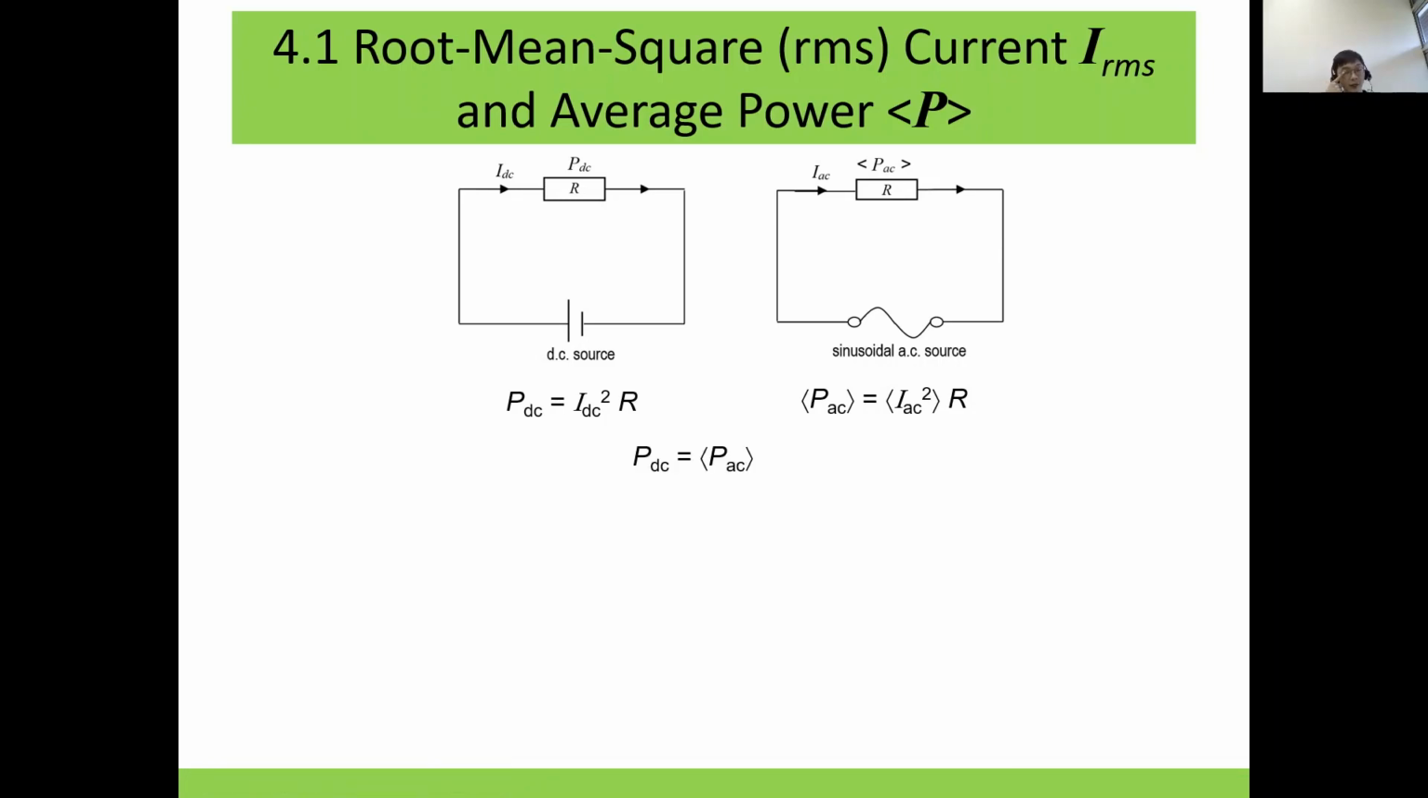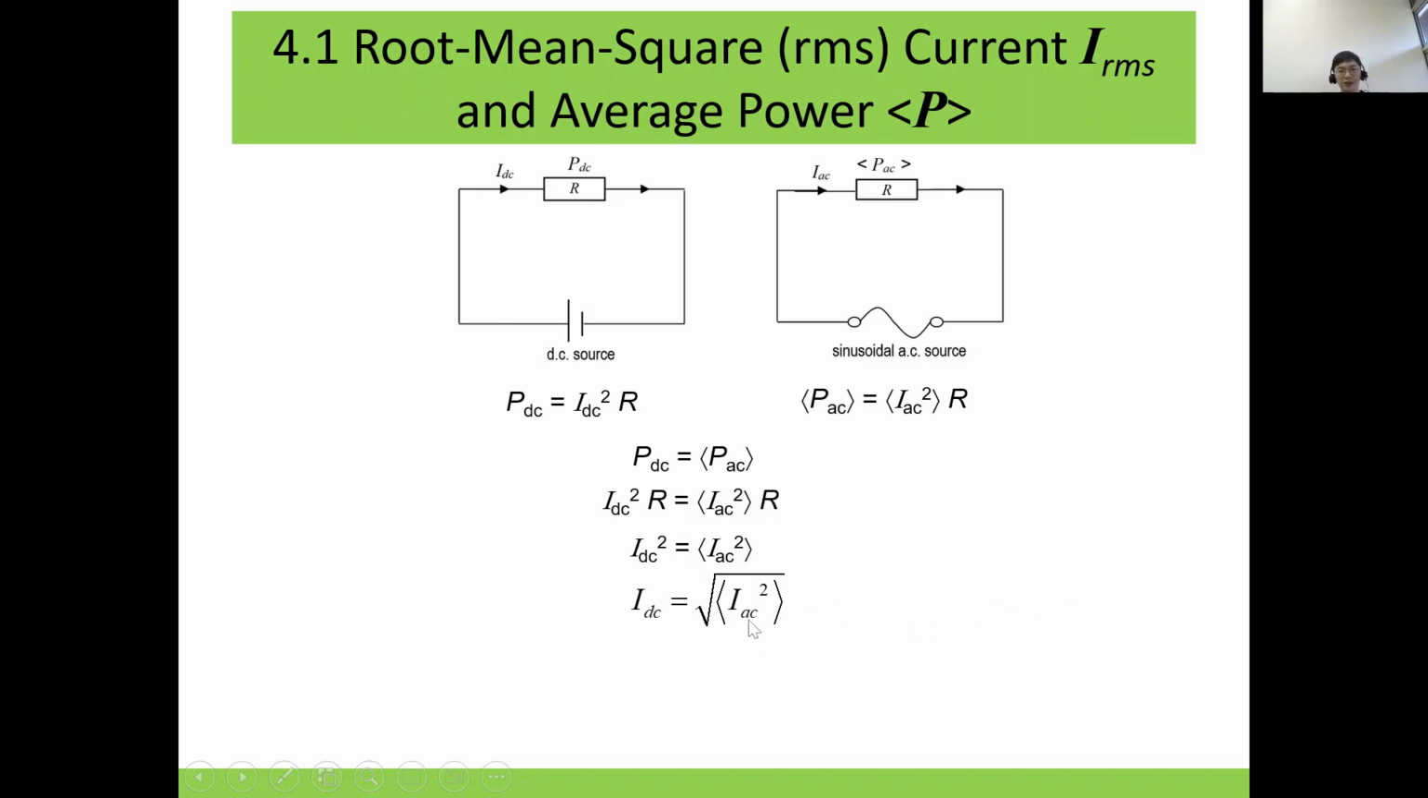Now, if these two were to produce the same value in thermal energy, we can see that I_DC squared times R equals I_AC squared times R. Since R is the same, we can cancel it out. When we take the square root, we can see that the current of the DC is equal to the root mean square value of the AC.